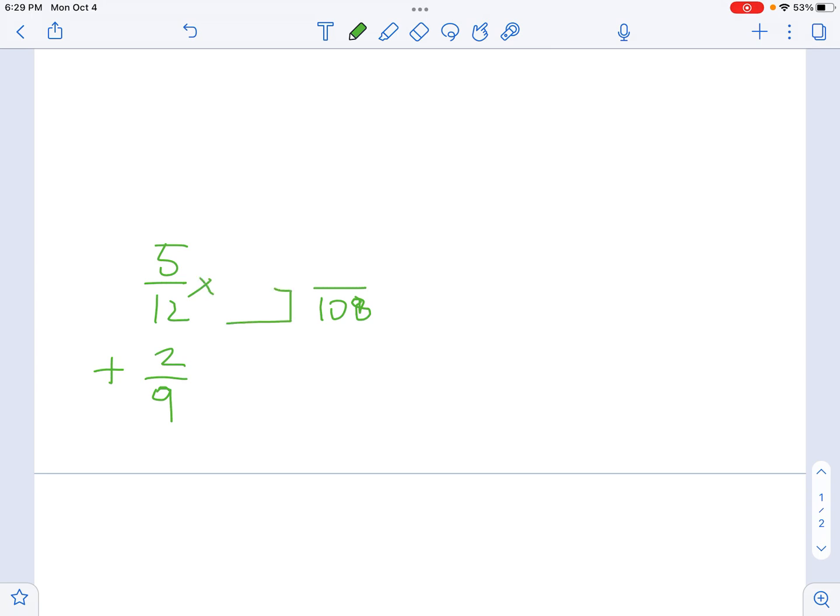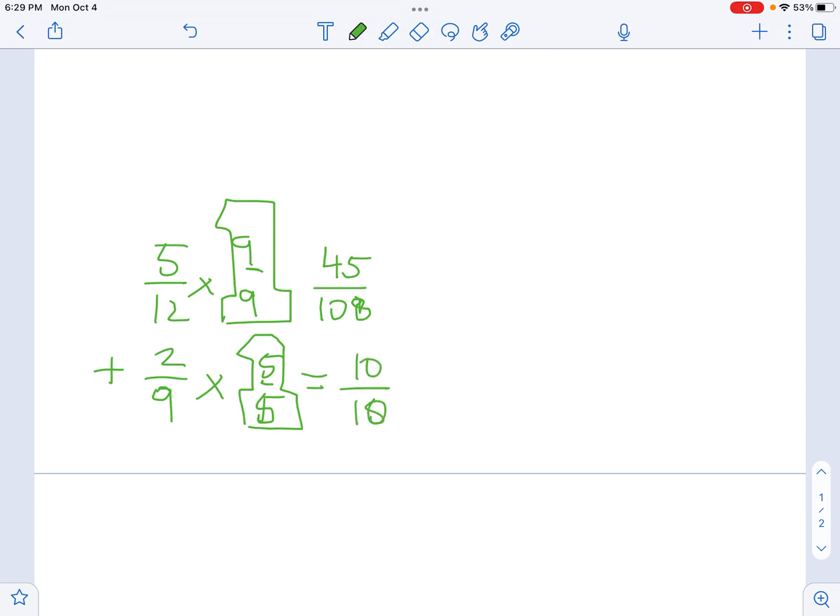Great. My form of 1 in this case would be 9, right? 9 times 12 is 108, so 9 times 5 is 45. My form of 1 here would be 5. So 5 over 5 gives me 10 over 108. I add them together. I get 55 over 108.